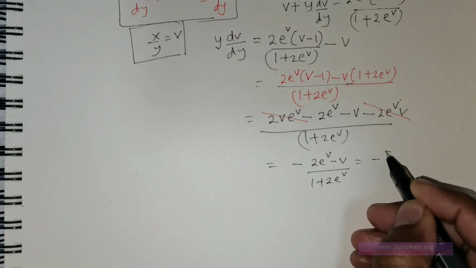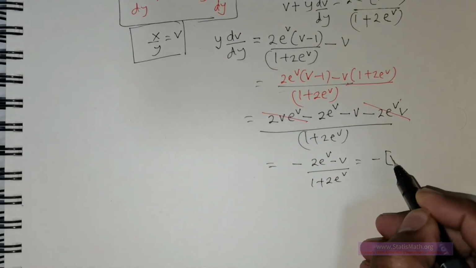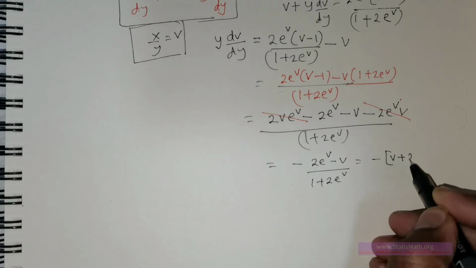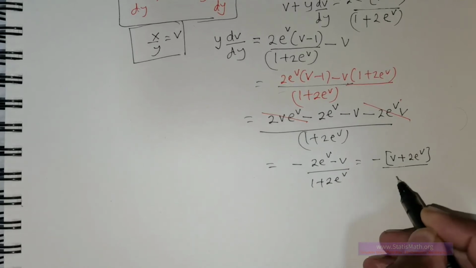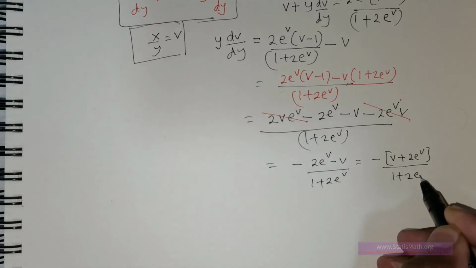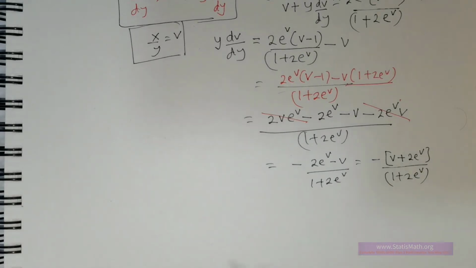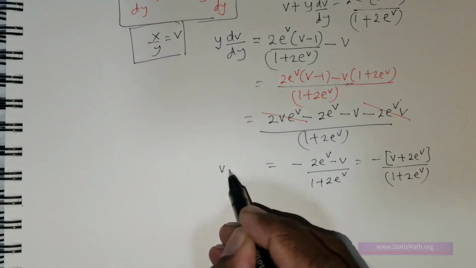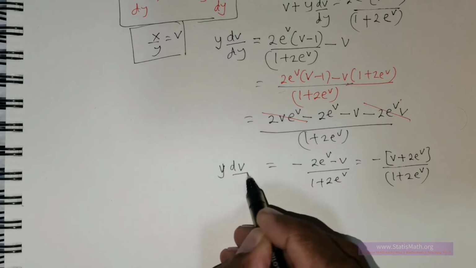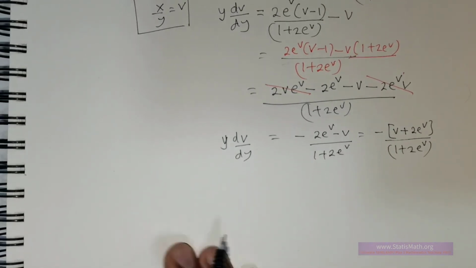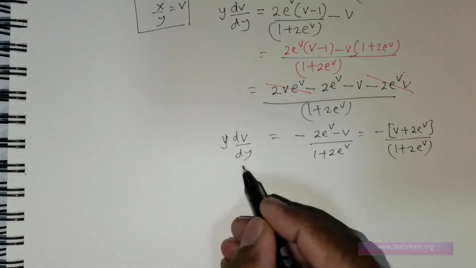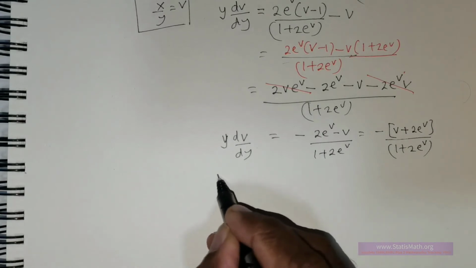I can rewrite it by taking the negative sign out. So this would give me v + 2e^v divided by 1 + 2e^v. On the left side, I've got y times dv over dy.